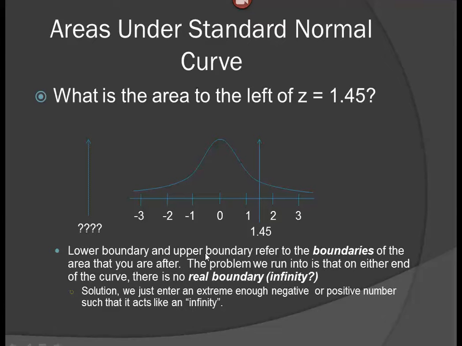The solution is to just put in an extreme enough negative or positive number. If we've got a positive boundary up here, on the left it's going to be a negative number. You can see that's the trend of our numbers. They're going negative.